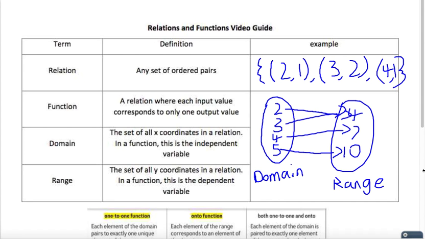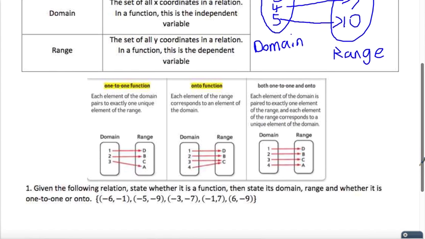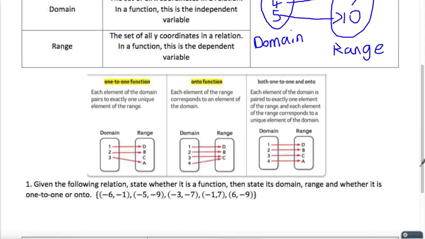So there are some special kinds of functions. A one-to-one function is a function where each element of the domain pairs to only one element in the range. So you can see the difference between a one-to-one and this other one, which is called an onto, where each element of the range is corresponding to an element of the domain. Notice in the first example, we have C here. C is not being used, so that means it's not onto, but it is one-to-one because all the elements in the range have one element corresponding in the domain.